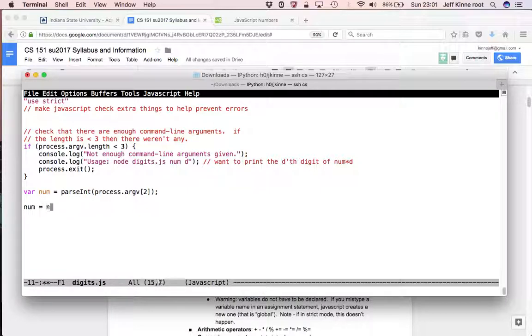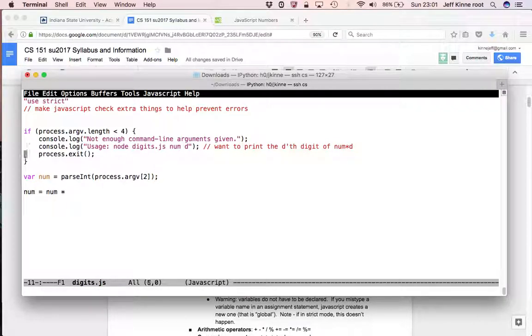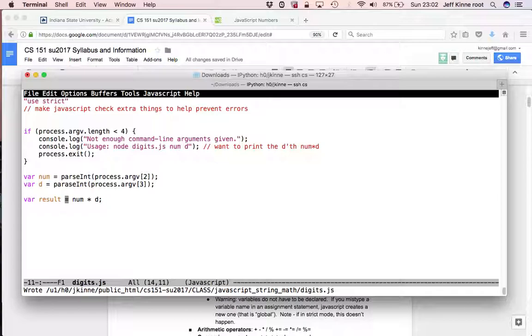So we could say num equals num times, now if we're going to get two arguments here, then we need 4 there. And the next one would be var d equals parseInt. Well, instead of that, sure, num times d is fine. Alright, so there's the result. We'll call it result maybe. Okay, now that's some integer, some number.